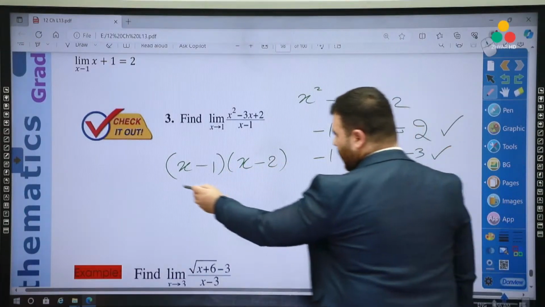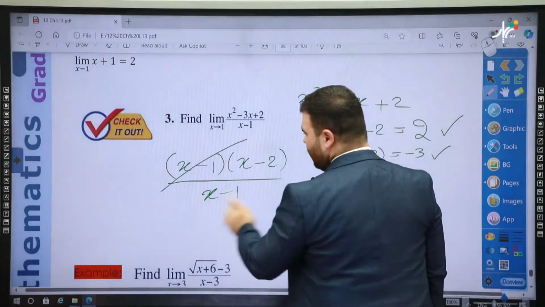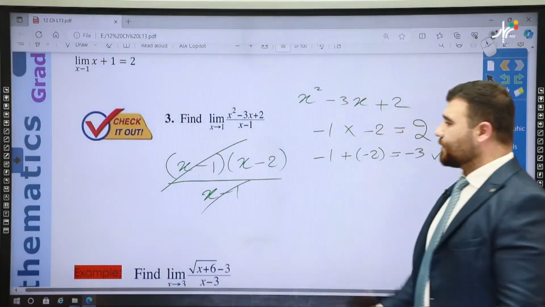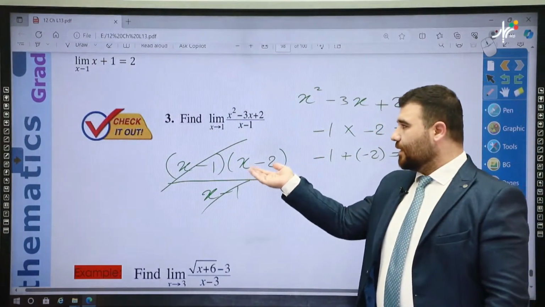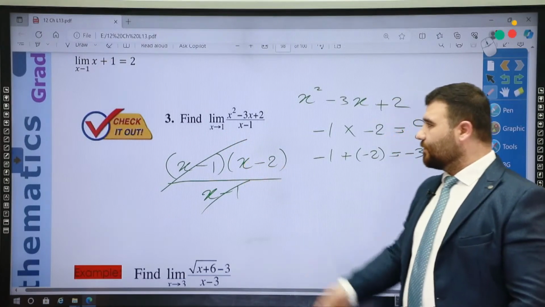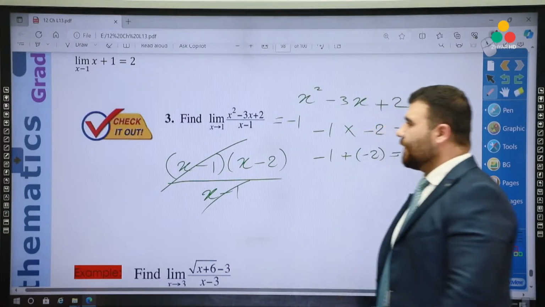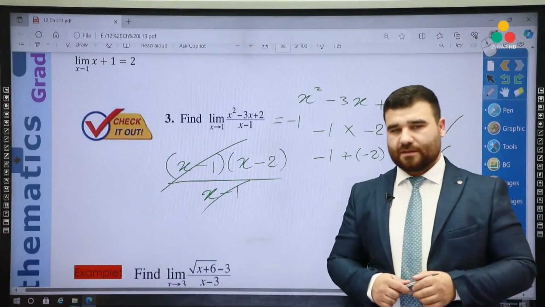In the denominator, I have x minus 1. Then x minus 1 cancels out x minus 1. What's remaining is x minus 2. Then if I put 1 in place of x, 1 minus 2 is negative 1. The result of this limit is negative 1.